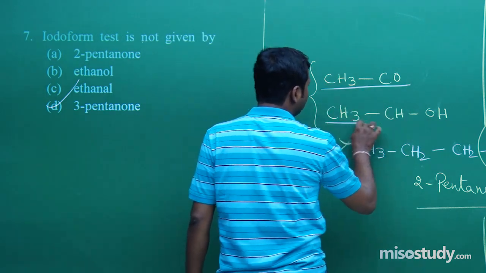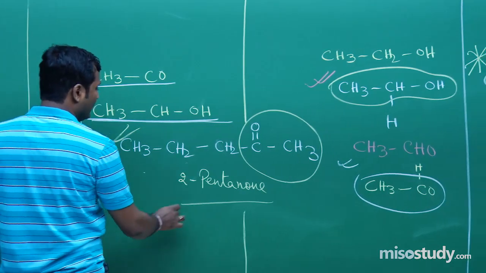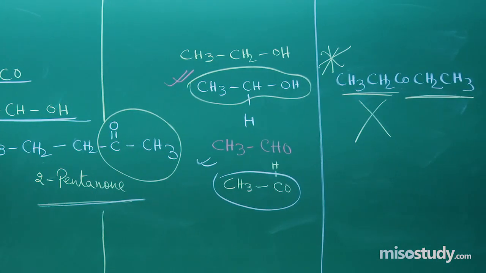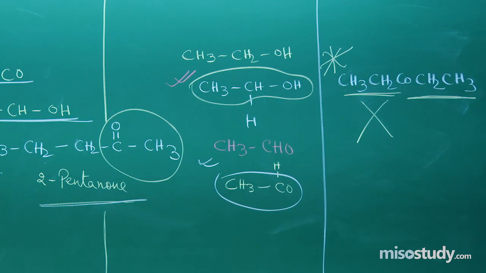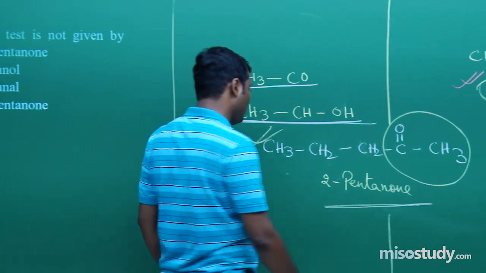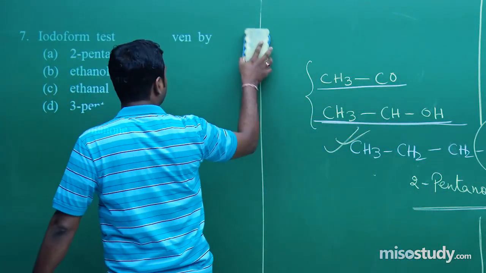CH3CO linkage, CH3CHOH linkage. So in this case, the first one, second one and third one will show a positive iodoform test, but the fourth one will not. Clear to you? Now I am going to rub this part and we'll discuss the next question.